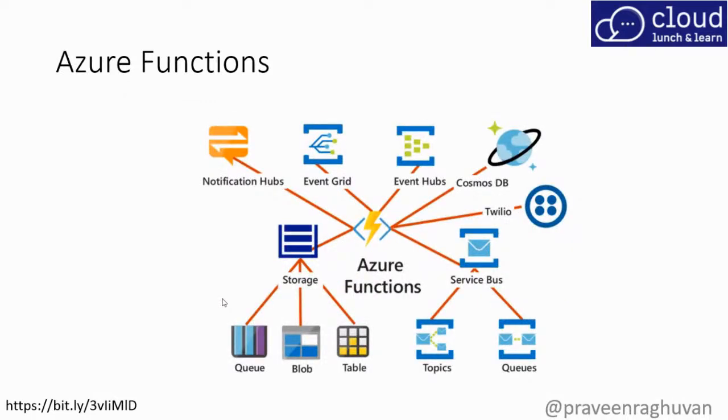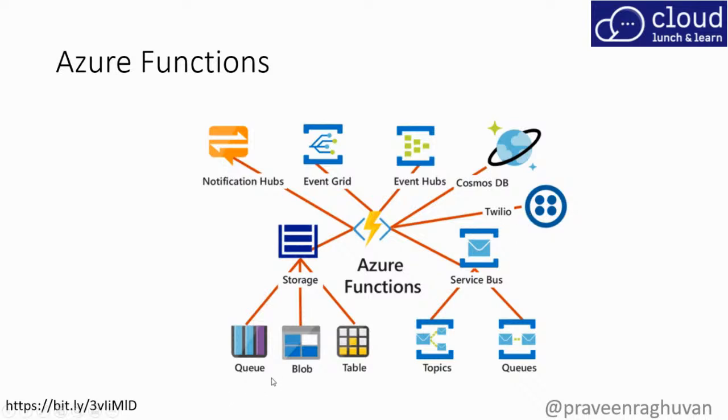Coming to Azure Functions, there are different kinds of triggers or connectors available, and this list keeps on growing as Azure progresses. I feel that most of the triggers are already available, but if anything new comes up, it gets added to this list very soon. Just to give you an example, if you want to send an SMS, there is a Twilio trigger connector available. So when any event happens, based on that you can send an SMS or some other notification using the Twilio trigger.